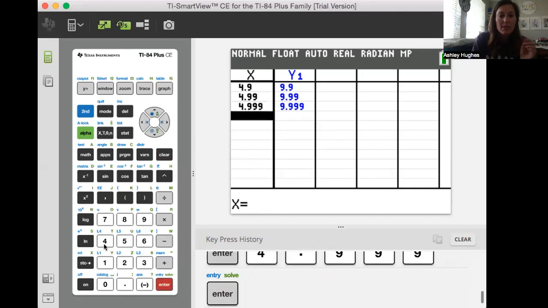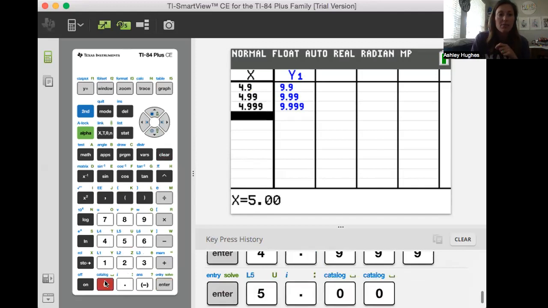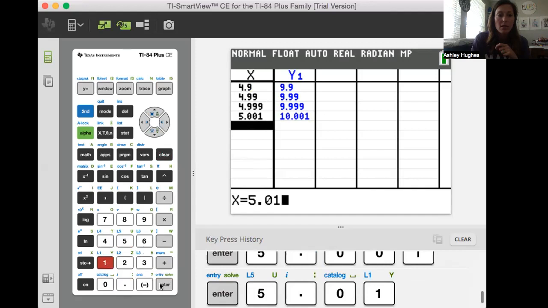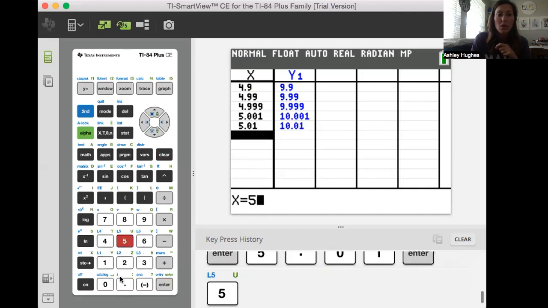So I can keep typing in numbers closer and closer to 5. Now that's from the left. Now let's check and make sure we're going to the same place if I come from above. So 5.001, 5.01, 5.1. Okay, can you see what's going on here?